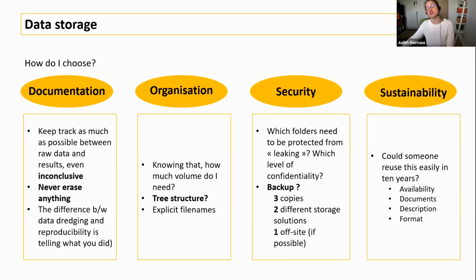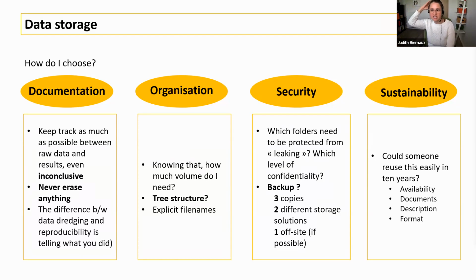The difference between data dredging and reproducibility is telling people what you do. It's okay to play around with your data. It's okay to filter out stuff. It's okay to resample it. It's okay to torture it even, as long as when you publish, you are able to relate everything you have done to your data. Okay, so the difference between fraud, basically, and reproducibility is telling people what you have done. Okay? So never erase anything and keep track. Traceability is a key ingredient of reproducibility.